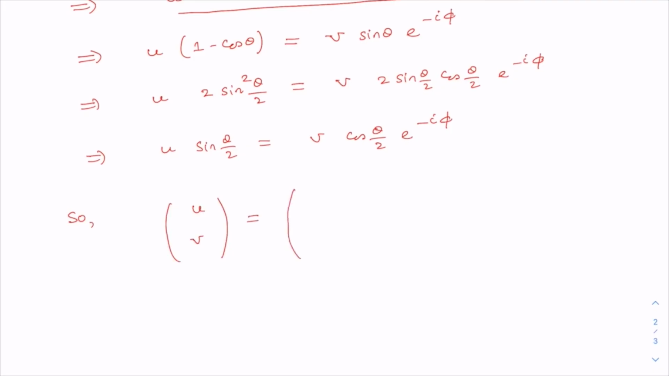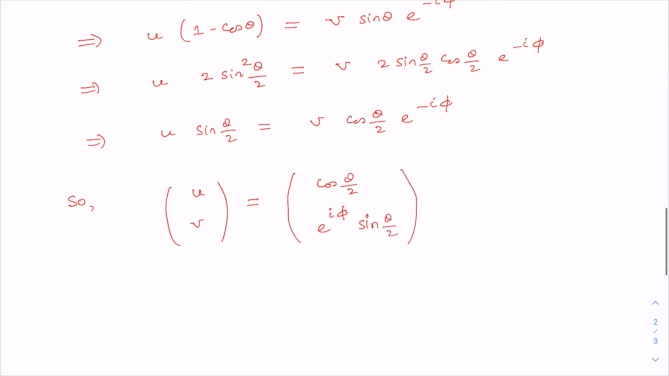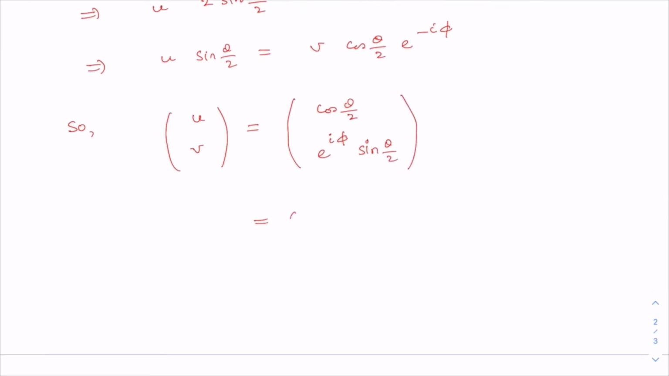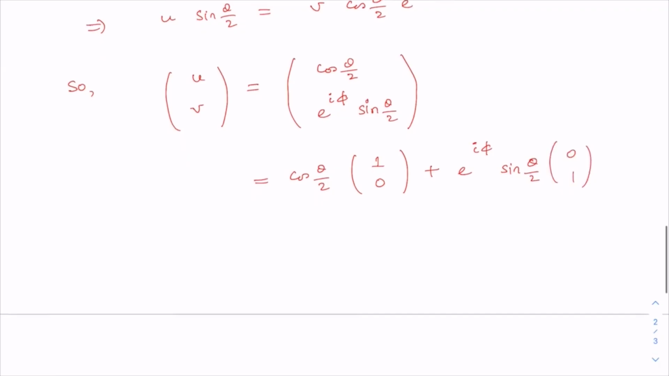Let me write u is equal to cos theta by 2, then I must have v as e to the power plus i phi sin theta by 2. And this I can express as cos theta by 2 times the column (1, 0) plus e to the power i phi sin theta by 2 times the column (0, 1). In fact, you know that this I can represent as the ket 0, and this I can represent as ket 1.